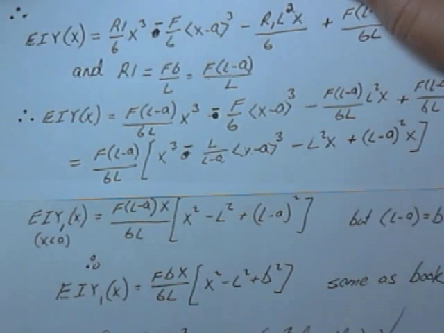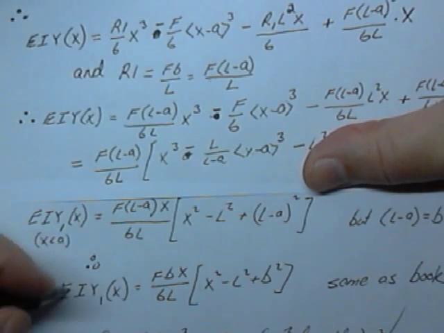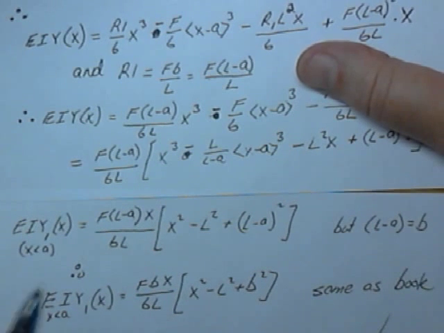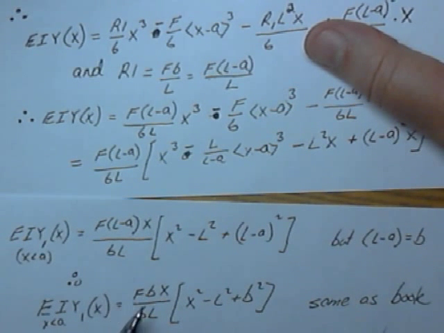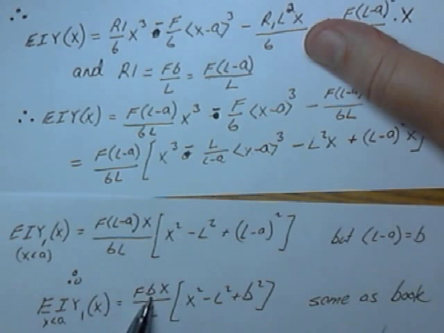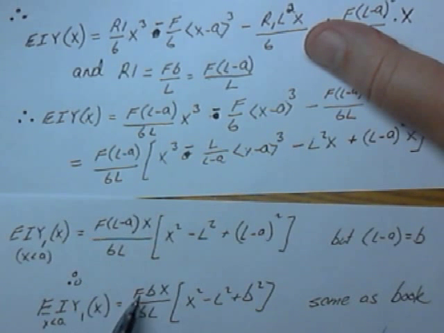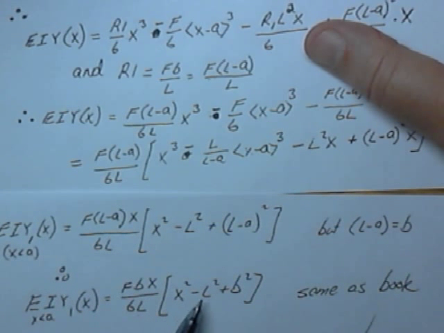So rewriting this, I get EIY in region 1, where again, x is less than A. FB x, oh, L minus A becomes B there. L minus A here becomes L minus A squared, which becomes B squared. So this becomes FBX over 6L times x squared minus L squared plus B squared. And if you go to the appendix for beam number 6, you will see that this is an exact match of what they have in the back of the book. So this is the same as the back of the book.